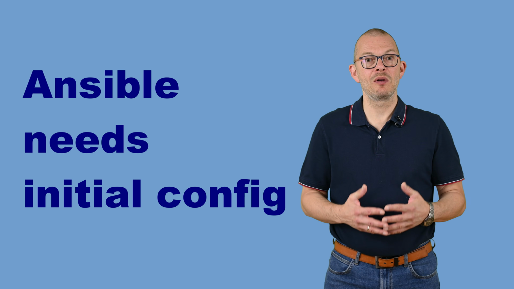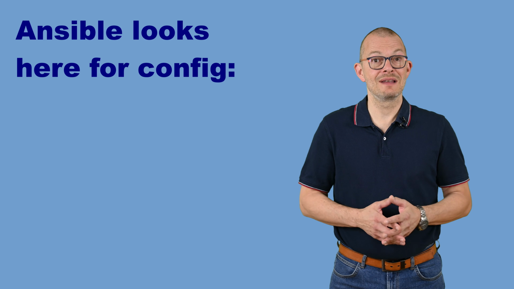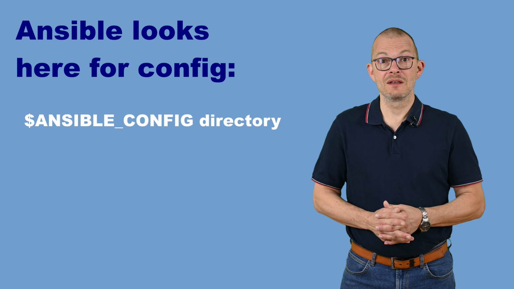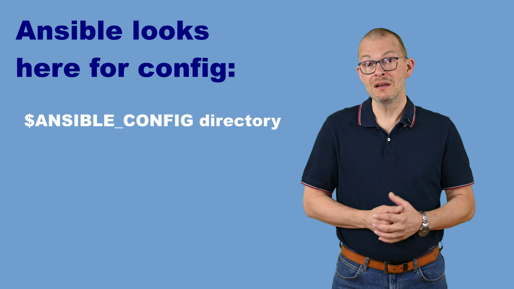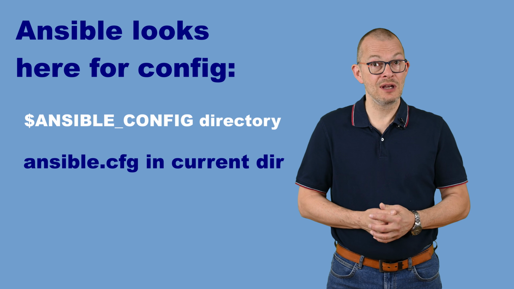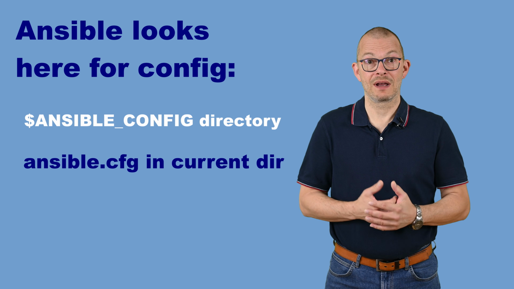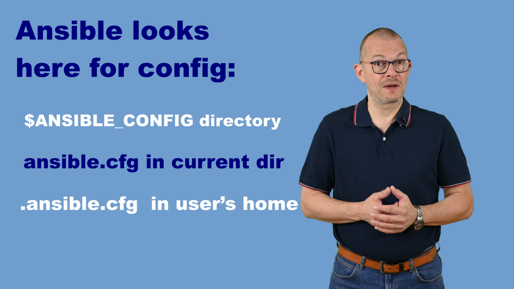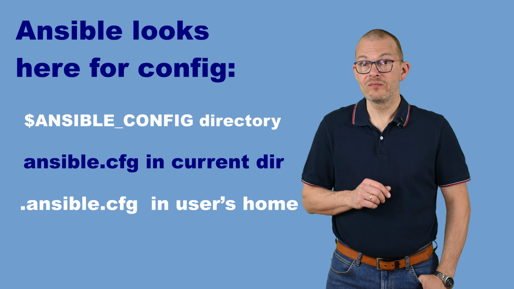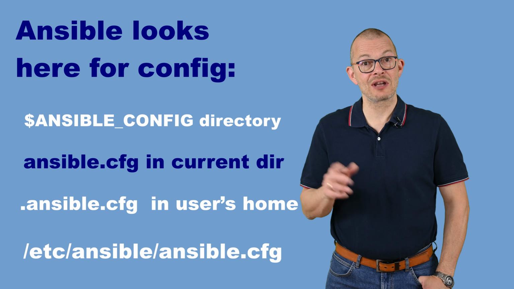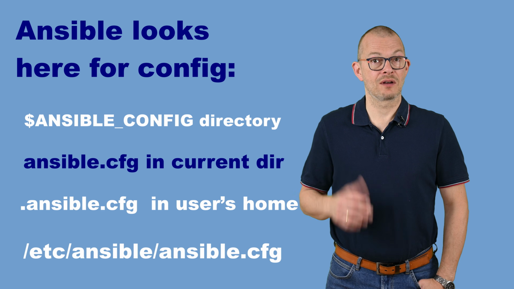Before we can use Ansible and Rundeck, we need to give Ansible a couple of config files. First, the generic configuration file. When you launch Ansible, then it searches for config files in the following order. First, in the .ansible_config directory, if that environment variable is set. Then it looks for a file called ansible.cfg if it's in the current directory. If it can't find that, then it looks for a file called .ansible.cfg in the user's home directory. And last but not least, for /etc/ansible/ansible.cfg, the default config file.